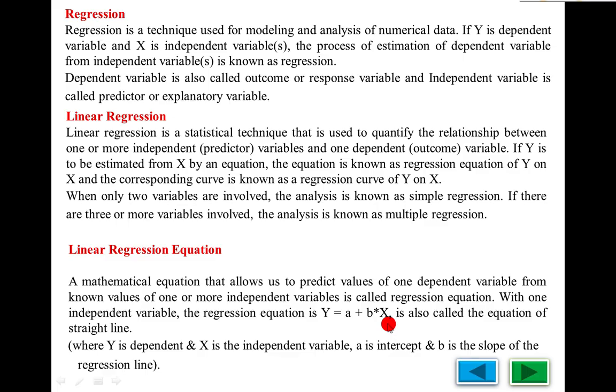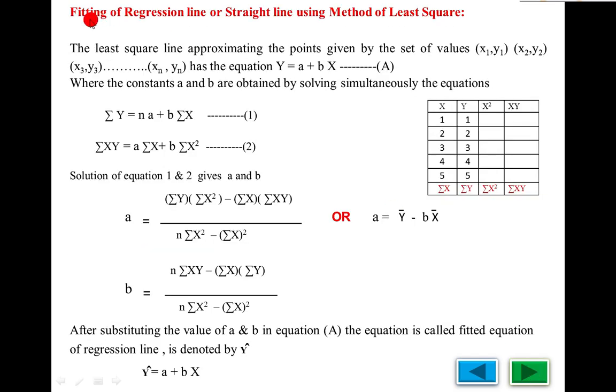So how do we fit the equation, how do we find the regression equation or regression line? There are different methods. We will study one method, the method of least squares, for fitting the regression line or straight line using the method of least squares.